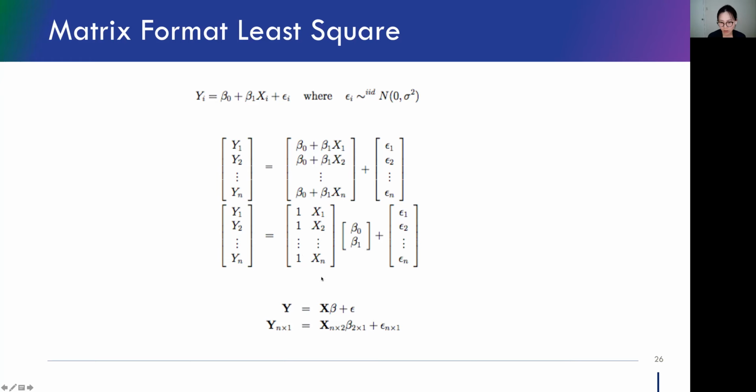Correspondingly, for each term, for this vector of y I use this capital bold Y, and for this matrix I use this bold X, and this beta here is a vector of both beta 0 and beta 1, and this epsilon is a vector of these epsilon_i's. And I also write out the dimension for each of these terms. Just for your reference, normally you do not need to write it this way. This simple one should be enough.